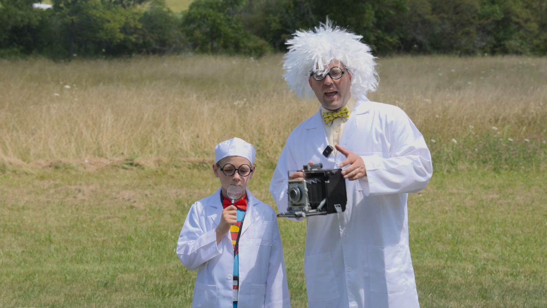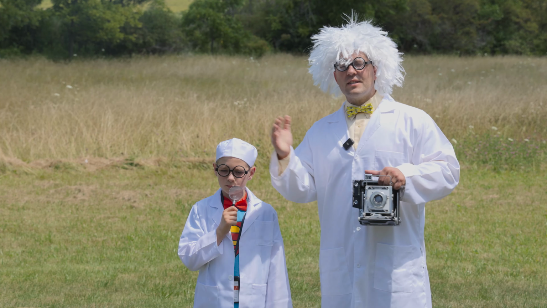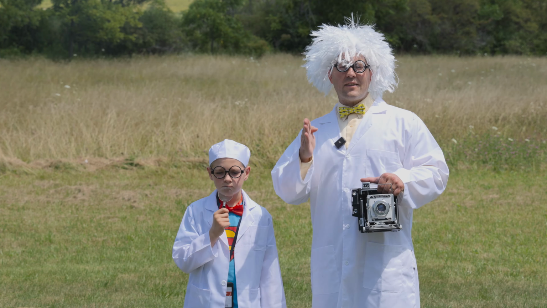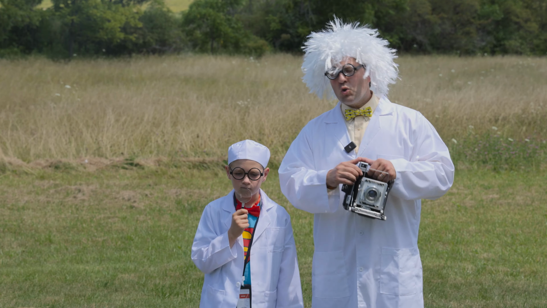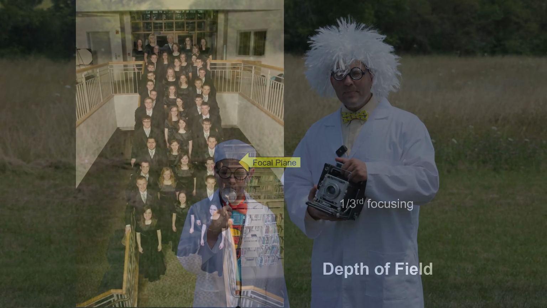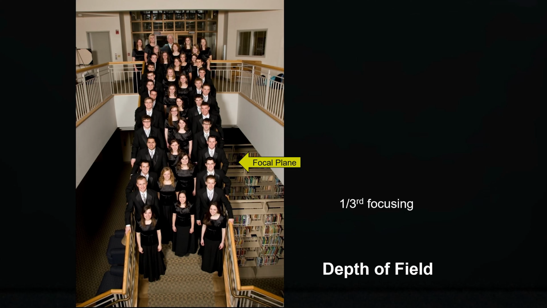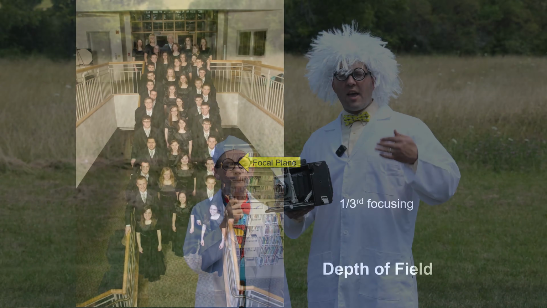Now, we have something called a third in front and 2/3 to the back. So when we have depth of field, it's not in the middle. It's a third in front, 2/3 in the back. Which means, with focusing, we don't want to focus on the front row of a group, or the back row of a group, or the middle row of the group. We want to focus actually a third into the picture.